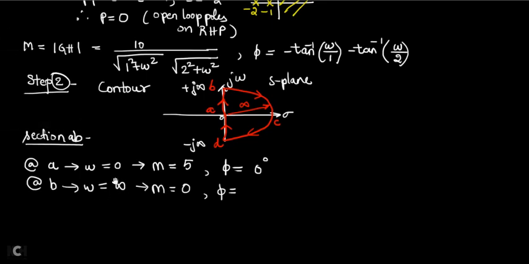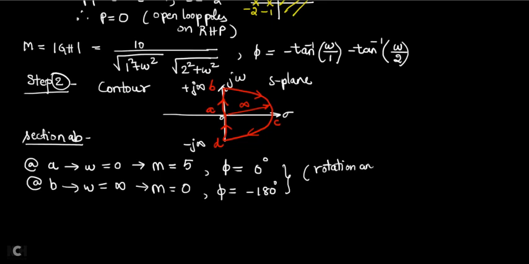Now put omega equal to infinity in the phi equation, the phase angle. So minus tan inverse of infinity minus tan inverse of infinity. What is tan inverse of infinity? 90 degree. So minus 90 minus 90, what will you get? Minus 180 degree.